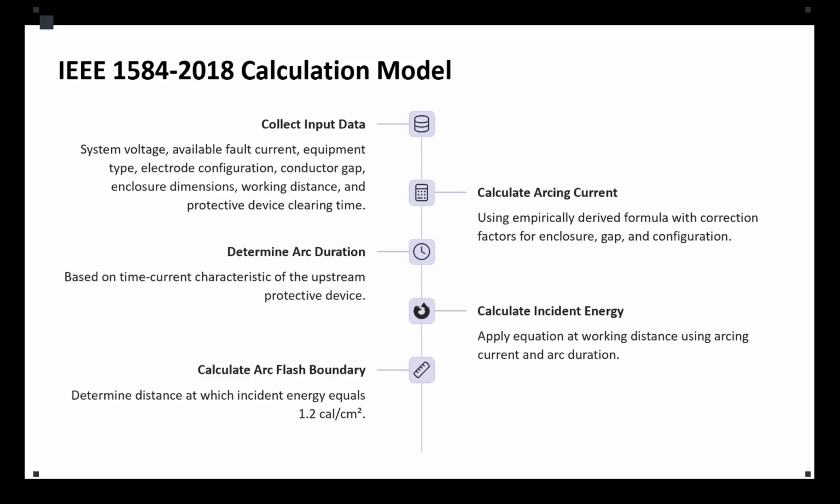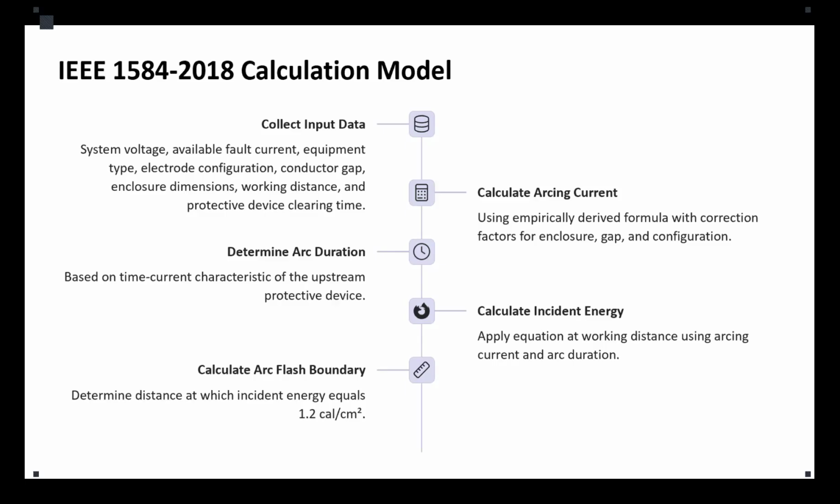For that, you need the system voltage, okay, this is the operational voltage. You need the available fault current, which is the short circuit current in kiloamps. Okay, the electrode configuration, we already talked about that. You have to know what type of configuration you have: VCB, HOA, HCB. We talked about that in the previous slide.